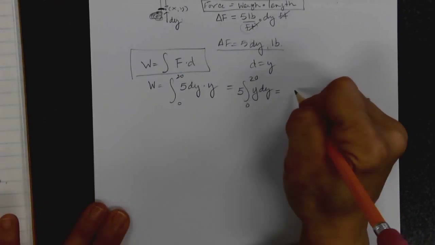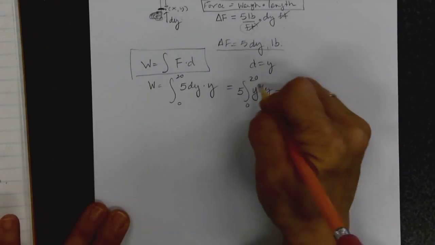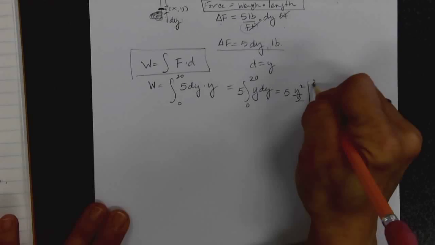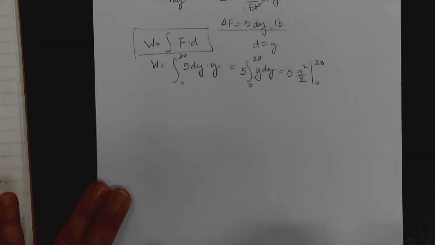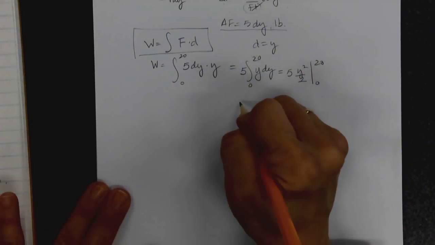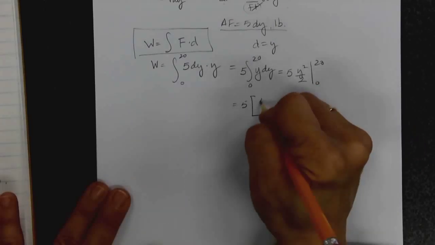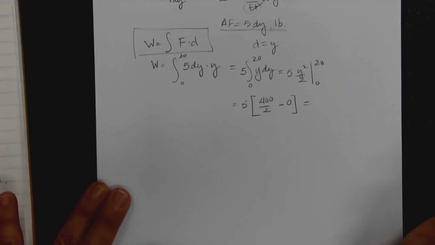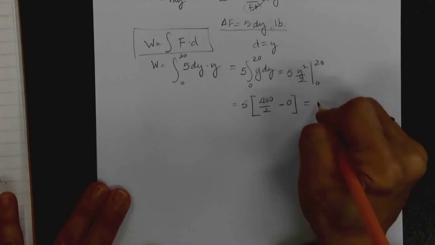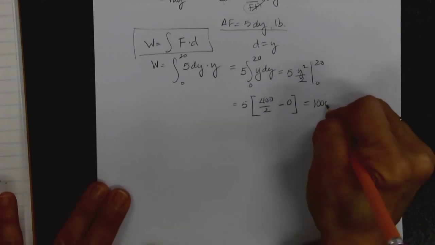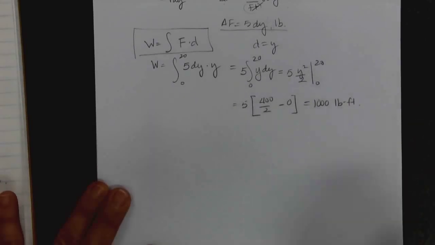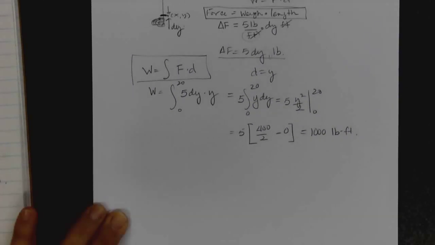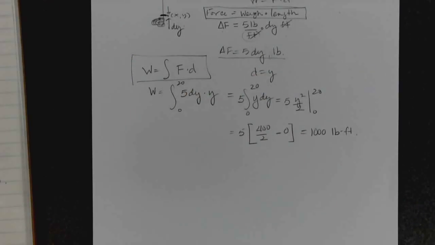It should be 1,000. The integral of y dy is y squared over 2 from 0 to 20. 20 squared is 400, so this will be 5 times 400 divided by 2 minus 0, which is 200. 200 times 5 will be 1,000 pound-feet. I actually made it 40 instead of 400. Any question with this one?